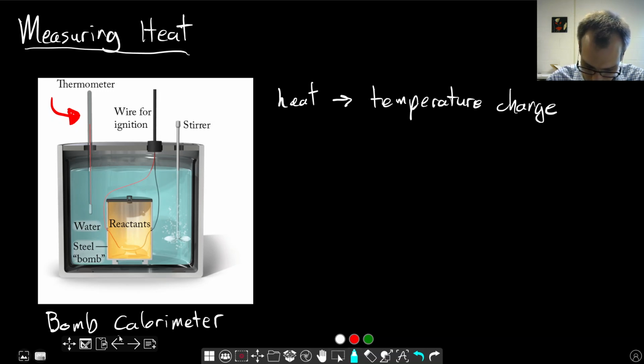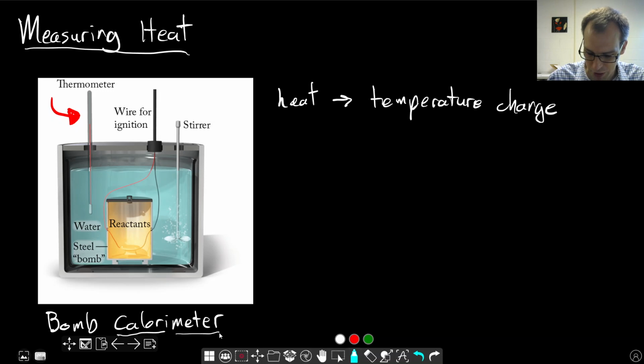Now, calorimeter is just a word that means heat measuring device, right? Calorie and calorimeter have the same root. If you happen to know Spanish, calor means hot. So this is all from the same Latin roots. And then meter, of course, is a measuring device. So a calorimeter is a heat measuring device. And so our main thing we're measuring in this is a temperature change.